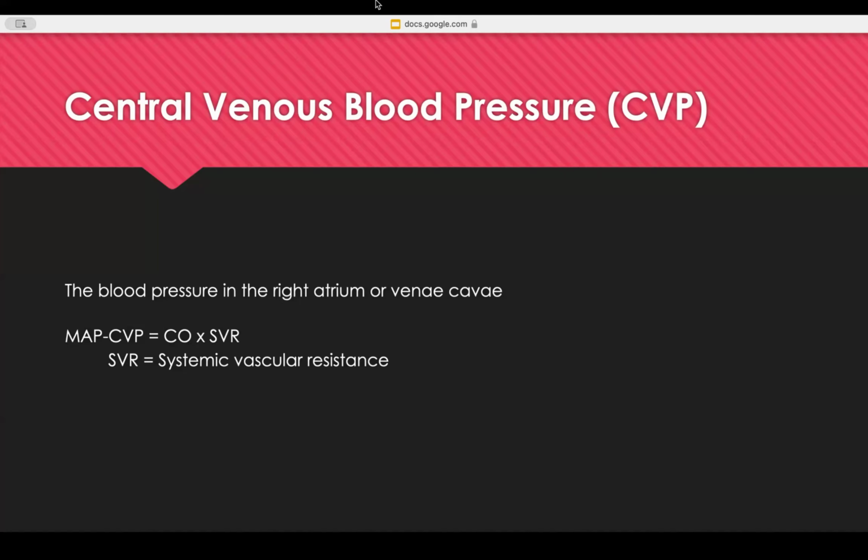So central venous blood pressure is described as the blood pressure in the right atrium or the vena cava, as the right atrium can be tricky to measure clinically, as it's quite invasive. It's important for you to know that the difference between mean arterial pressure and central venous pressure is equal to cardiac output times systemic vascular resistance.